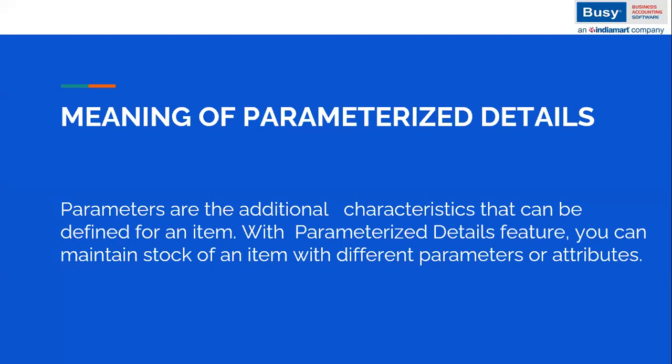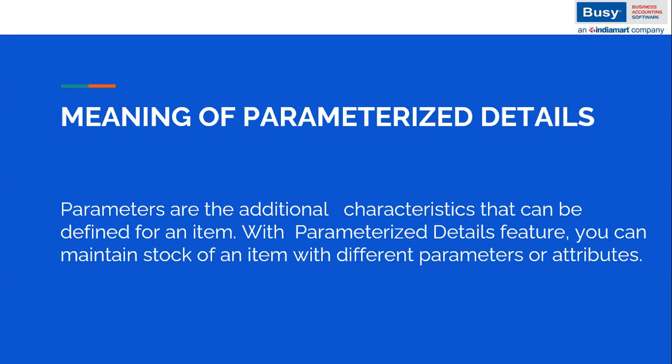Today, we are going to introduce one of our interesting features of BASIC called the parameter-wise stock management system. So before moving on to the configuration part, let's discuss the features and get some idea about them. Parameters are a kind of feature we define in the item master module. It is basically used to maintain stock of an item with different parameters or attributes.